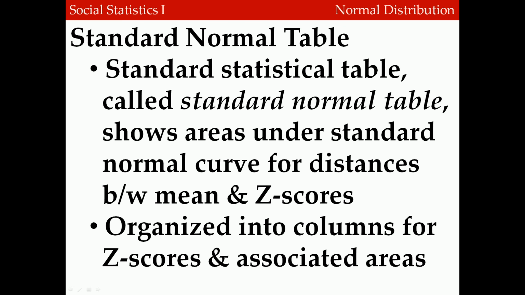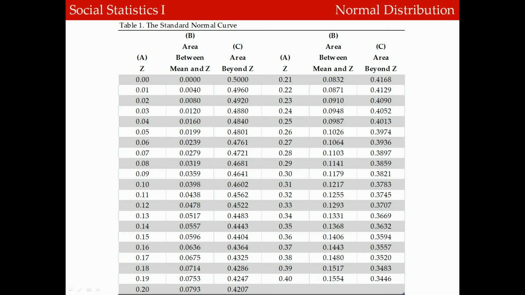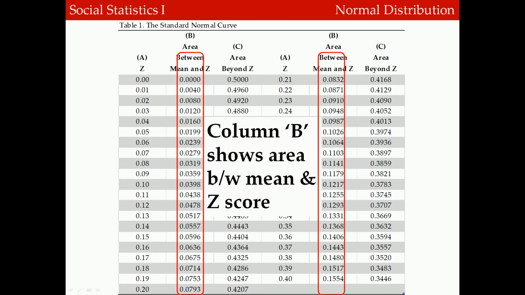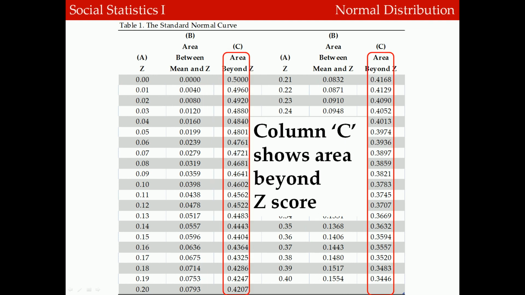And it's organized into 3 columns. Here's an example of a standard normal table. Column A shows the different z-scores, while column B shows the area between the mean and the z-score, and column C shows the area beyond the z-score. Note that if you took the area in column B and added it to column C, it would always sum to 0.5.